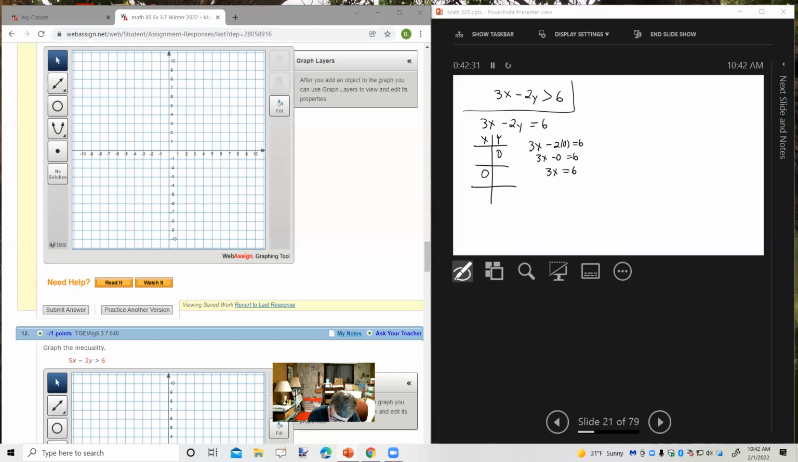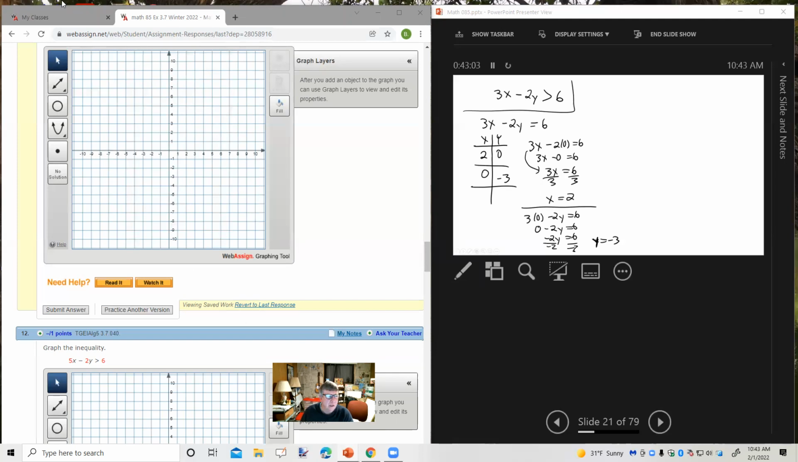3x equals 6. And you can go straight down to here. You don't have to write each little step. I'm just writing them in case somebody's getting lost. X is 2. Okay. Now, if x is 0, we get 3 times 0 minus 2y equals 6. 0 minus 2y equals 6. Negative 2y equals 6. Y equals negative 3. Okay.